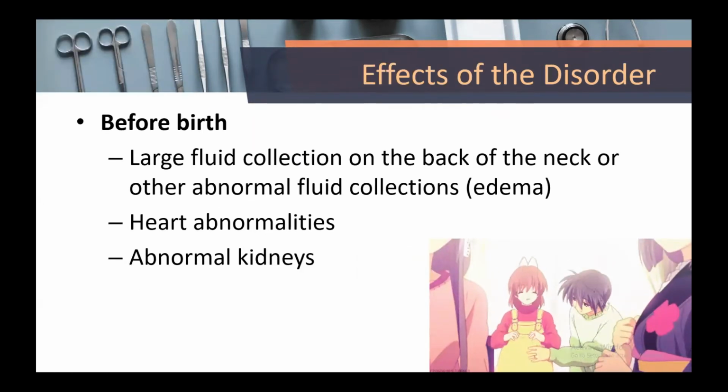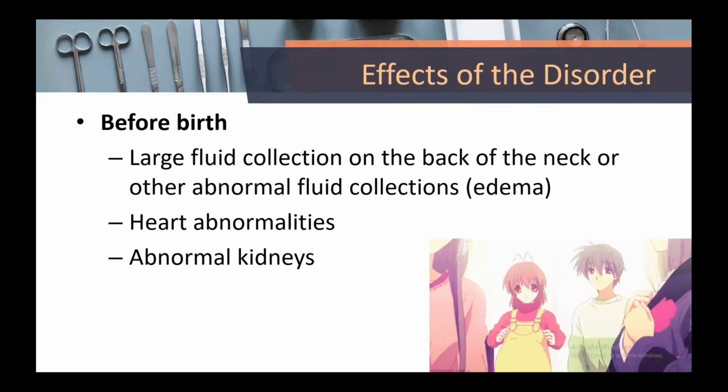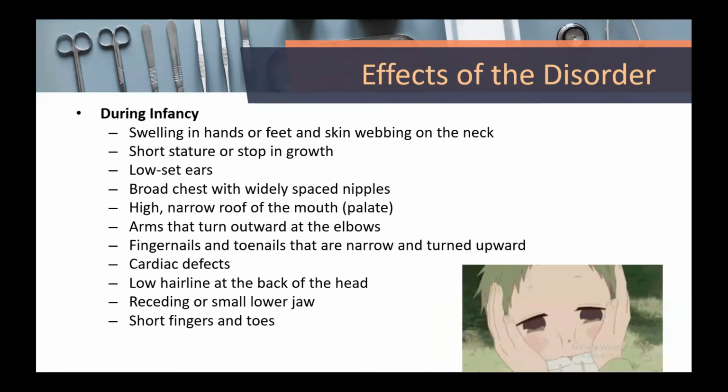Now let us move forward with the effects of the disorder. So before birth, a large fluid collection on the back of the neck or other abnormal fluid collections is seen. Heart abnormalities as well as kidney abnormalities occur. During infancy, swelling in hands or feet and skin webbing on the neck can be seen. Short stature or stop in growth occurs, low set ears, broad chest with widely spaced nipples, high, narrow roof of the mouth, arms that turn outward at the elbows, fingernails and toenails that are narrow and turn upward, cardiac effects, low hairline at the back of the head, receding or small lower jaw, short fingers and toes.